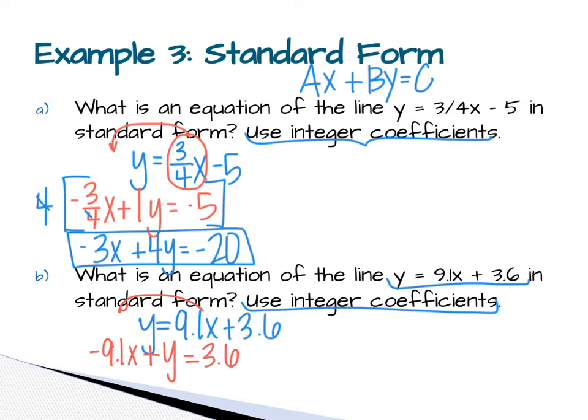I cannot have the decimals, so when I want to get rid of a fraction, I multiply by the denominator. If I want to get rid of a decimal, I multiply the whole equation by 10, 100, or 1,000, depending on how many decimal places. One decimal place means 10, so I'm going to multiply the whole equation by 10. And that gives me negative 91x plus 10y equals 36.